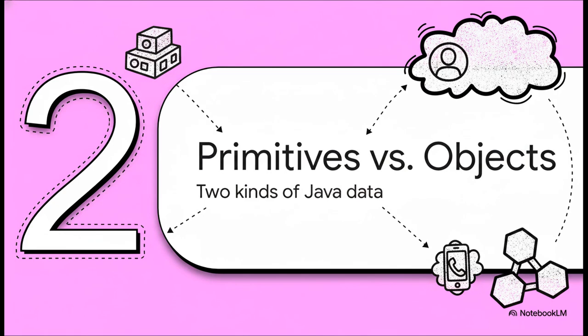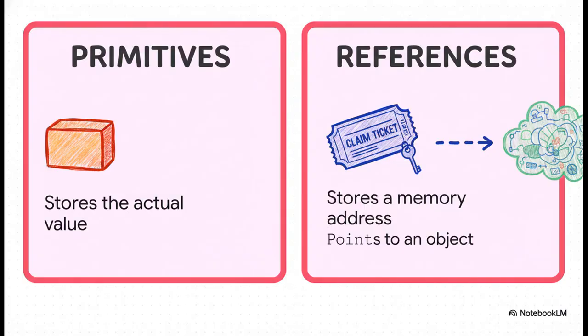Now, before we can figure out which neighborhood our data moves into, we have to know what kind of data we even have. And in Java, it really all boils down to just two fundamental categories. And right here, this is the most important distinction you've got to get. On one side, you have primitives. These are the simple things, right? They hold their value directly. Think of the number 42 or the Boolean value true. But then you have reference types. These are more like a claim ticket. They don't hold the actual thing, they just hold the address of where you can go find it in memory.